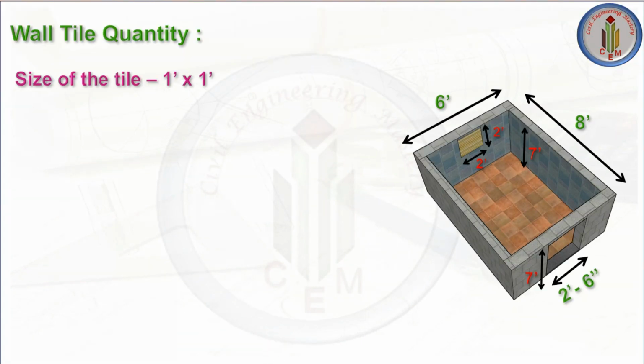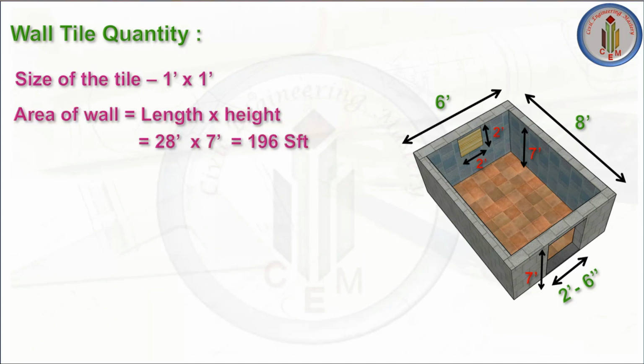Let's calculate the wall tile quantity. This is the wall tile. Here we need to consider the openings, ventilator and door. We need to calculate the total wall area and from that we need to deduct the ventilator opening and door opening. Let me show you how to do that. You know the size of the tile is 1 feet by 1 feet. Area of wall is equal to length multiplied by height. Length is running feet. We need to take the perimeter, that is 28 feet, multiplied by 7 feet height. So here we are going to place the tiles only up to 7 feet height.